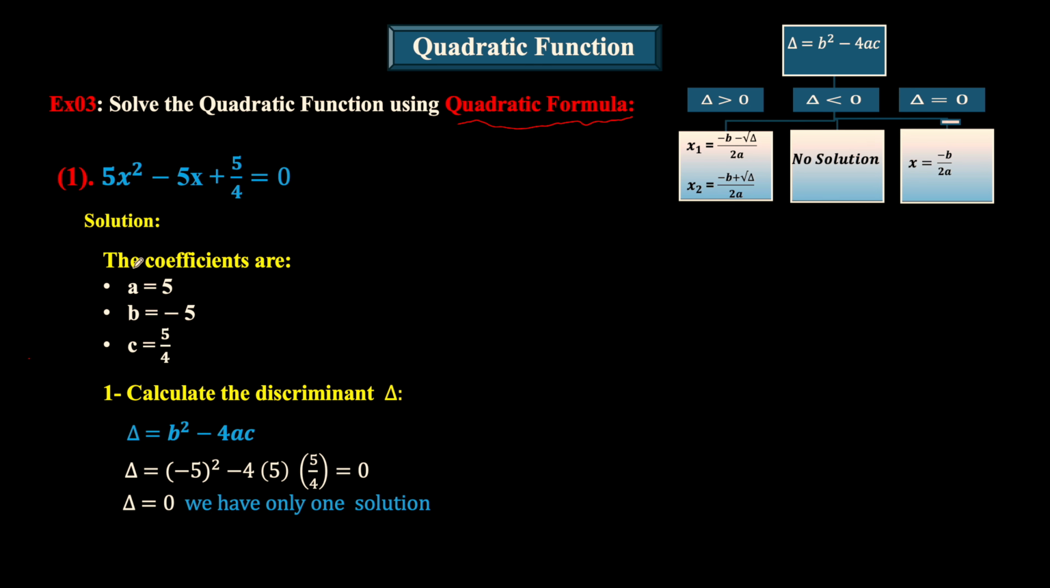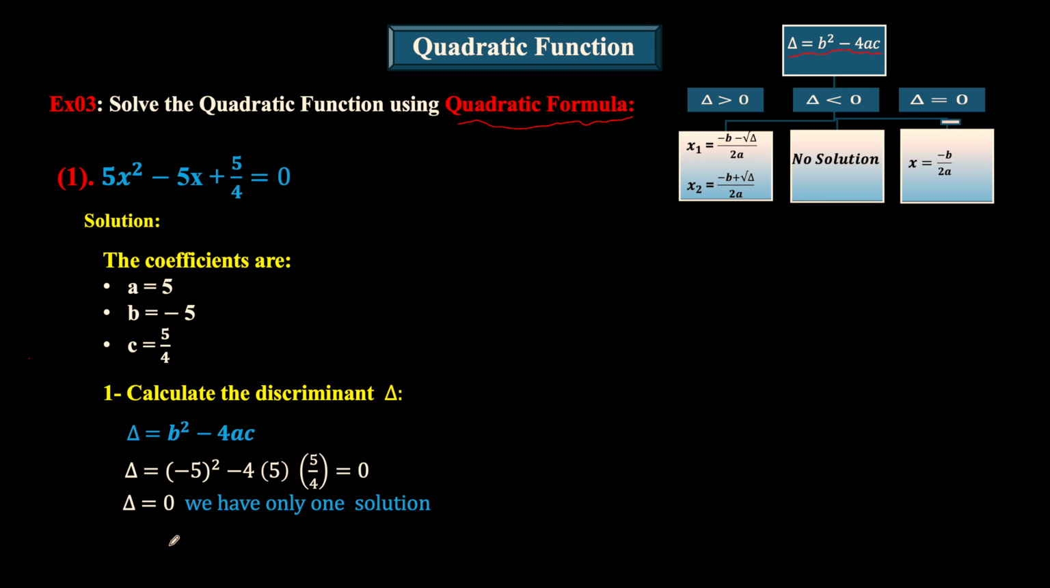Now first step is we calculate the discriminant delta. Delta is equal to b squared minus 4 multiplied by a and c. We are always here, okay. We start from here. So delta is equal to b. What is b? b is minus 5, so minus 5 squared. Then minus 4, we don't touch it. A is equal to 5, okay. C is equal to 5 over 4, 5 over 4. And this is equal to 0.